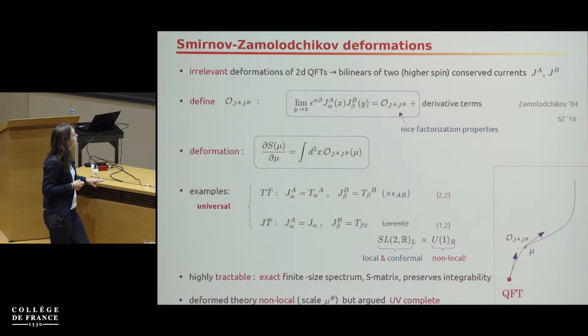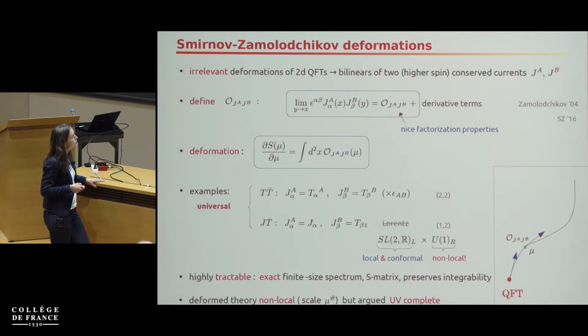Another example is the JT bar deformation, where you take one current to be a U(1) current and the other current to correspond to the right-moving stress tensor, so the generator of Z bar translations. This deformation breaks Lorentz invariance. However, it has a very nice property if you start with a CFT: the current has dimension 1 and the anti-holomorphic stress tensor has dimension 2. So this is marginal on the left and irrelevant on the right.